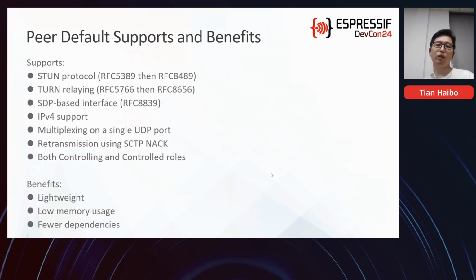The peer default supports the following features and also has some benefits. It supports the STUN protocol, TURN relay, SDP BUNDLE, and SDP integration, and IPv4. We cannot support IPv6 currently, but we will try to support it in the near future. It supports multiplexing on a single UDP port. Currently, it supports retransmission using SCTP NACK. It also supports both controlling and controlled roles.